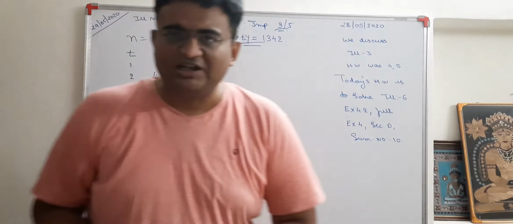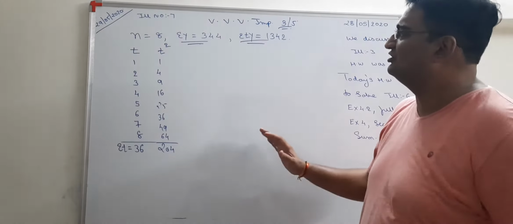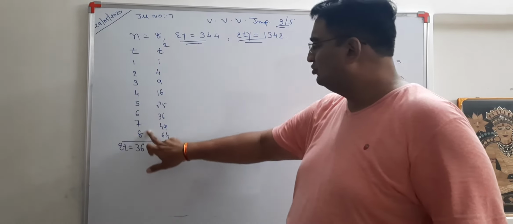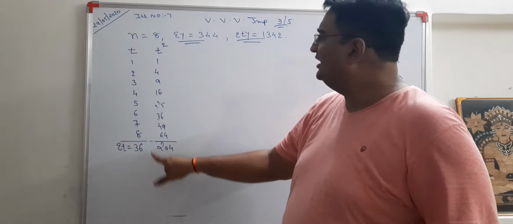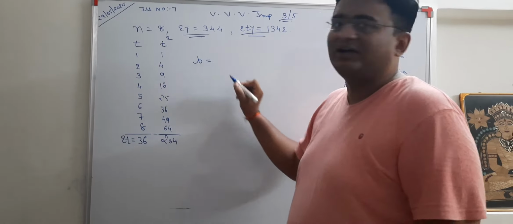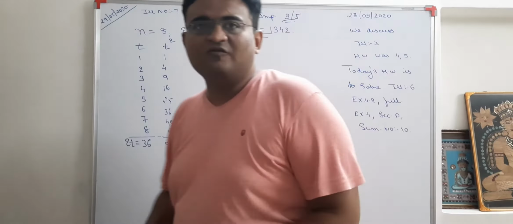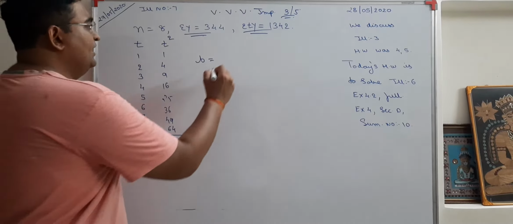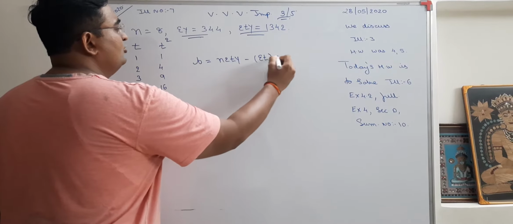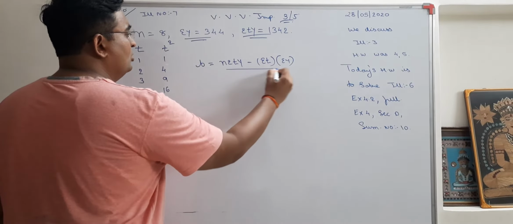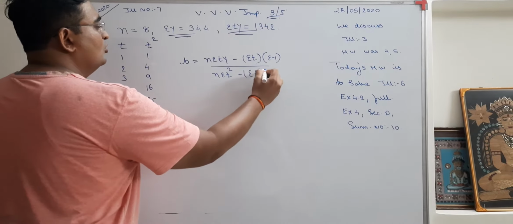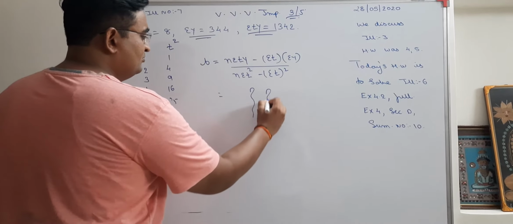Now what was new that I wanted to explain in this particular illustration, that is, when only n is given, directly you go to this particular format. Find t and t square. Now what was my formula of b? Directly I have to find b. Do you remember students, the formula of b? b is equal to n sigma ty minus sigma t into sigma y, whole upon n sigma t square minus sigma t the whole square.